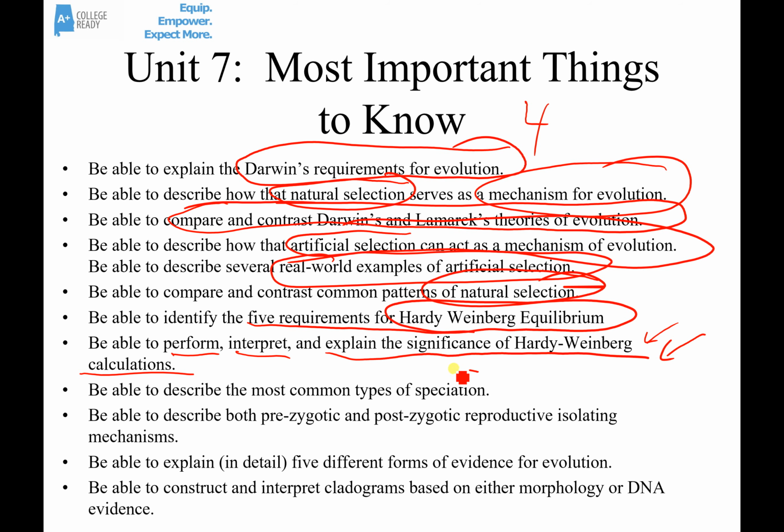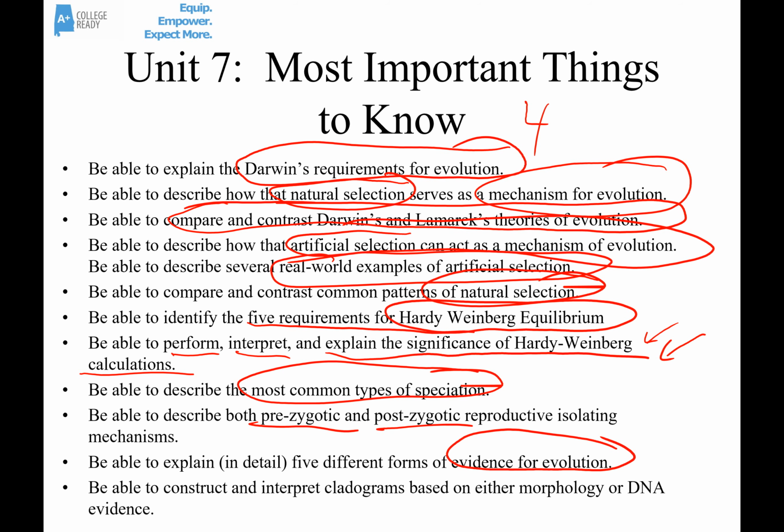Make sure you can describe the most common types of speciation, like allopatric and sympatric speciation, for example. Make sure you can describe both some prezygotic and postzygotic reproductive isolating mechanisms. Make sure you can explain in detail at least 5 different forms of evidence for evolution.